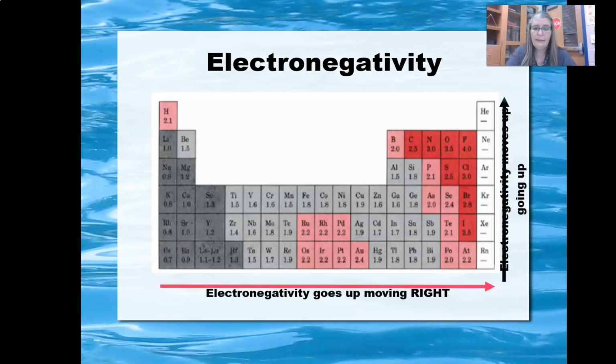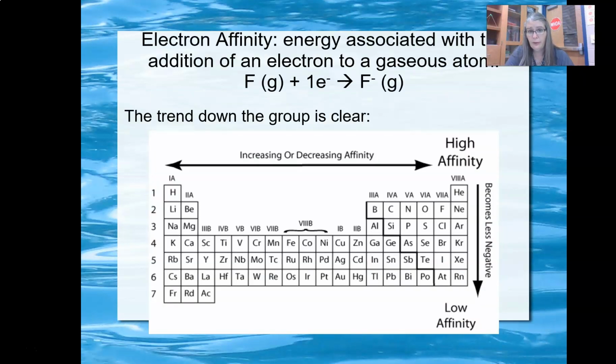So here's the trend, here's the arrows. It is the same as the ionization energy trend. The more attraction I have for my own electrons, the more attraction I have for shared electrons also. So, a couple of other smaller trends.